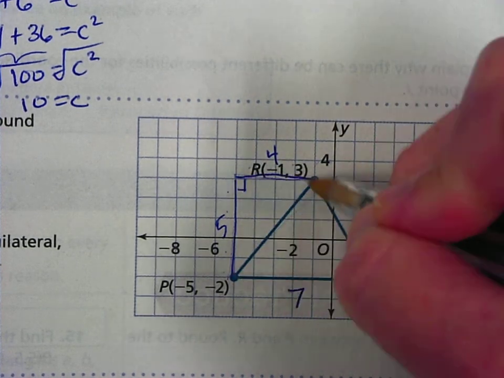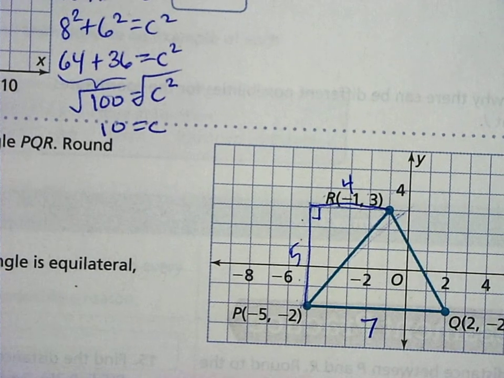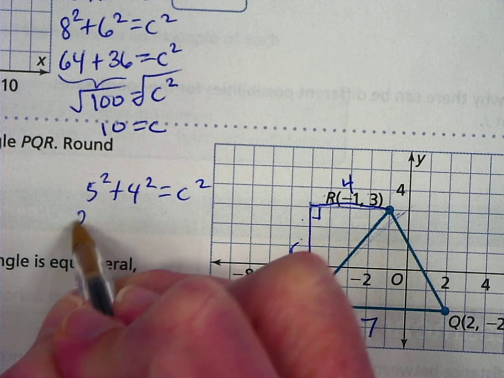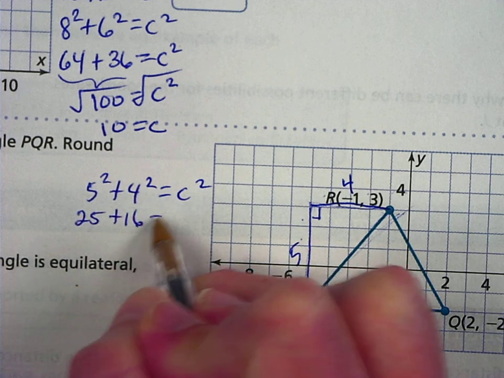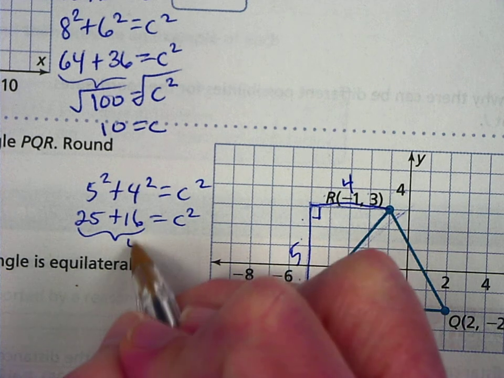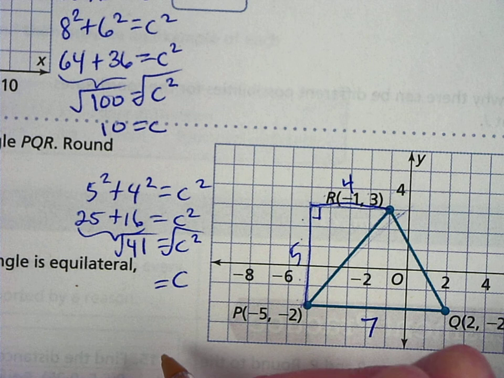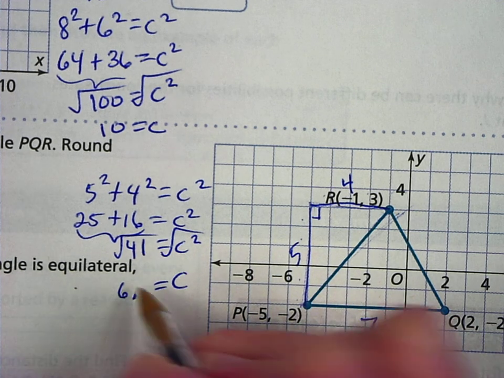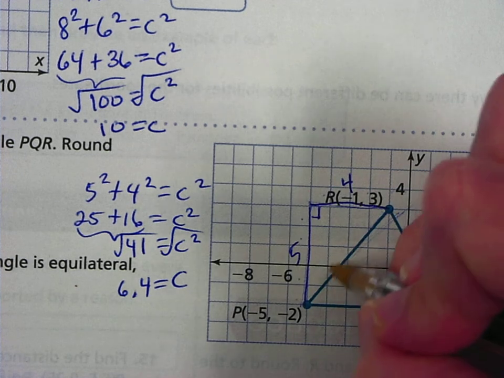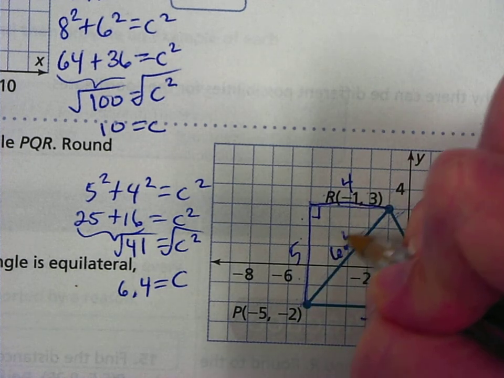All right, so let's use the legs 5 and 4 in the Pythagorean theorem. 5 squared plus 4 squared equals c squared. 5 times 5 is 25. 4 times 4 is 16. So 25 plus 16 is 41. And then let's find the square root of that. The square root of 41 is 6.4. Make sure you're rounding correctly. So the length of line PR is 6.4.